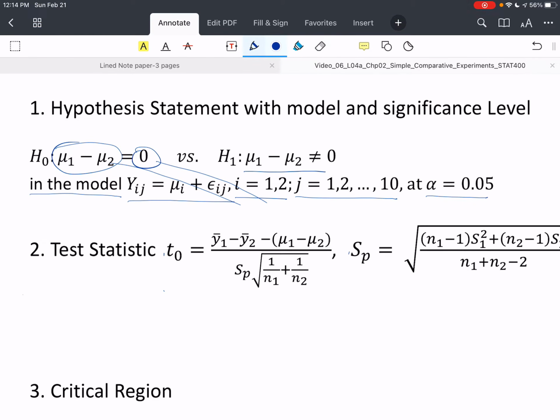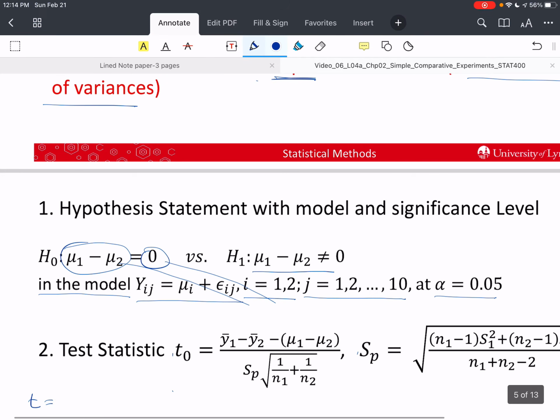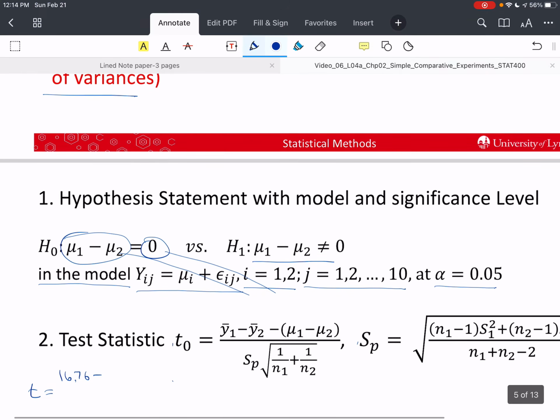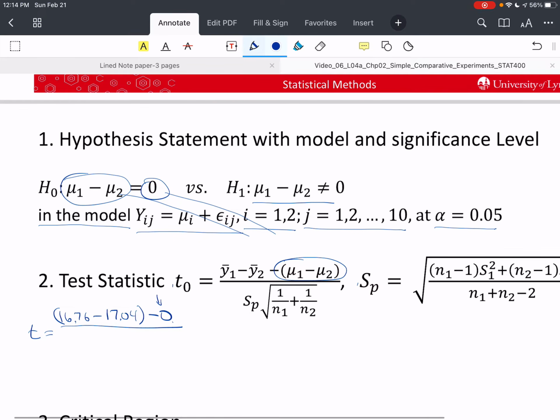So we need T naught. T naught is equal to y1 bar minus y2 bar. And y1 bar is 16.76 minus 17.04 minus 0. That's the value here. Now, you don't have to put this here, but I'm doing this just to point out how this is related. And in some situations it will be important, but in a lot of them it will just be 0. But okay, so now I need to calculate SP.